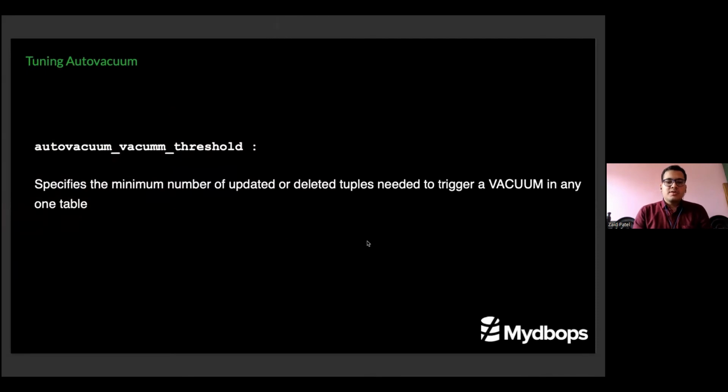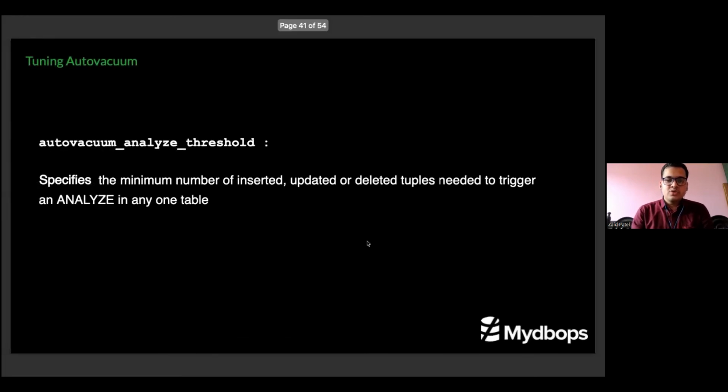The next one is autovacuum_vacuum_threshold. This specifies the minimum number of updates or deletes required to trigger a vacuum in a table. For example, if I set this value as 50, then for every 50 tuples updated or deleted in a table, it will trigger a vacuum in that table automatically by autovacuum. The next one is autovacuum_analyze_threshold. Same thing. It specifies the minimum number of inserted, updated, or deleted tuples to trigger an analyze.